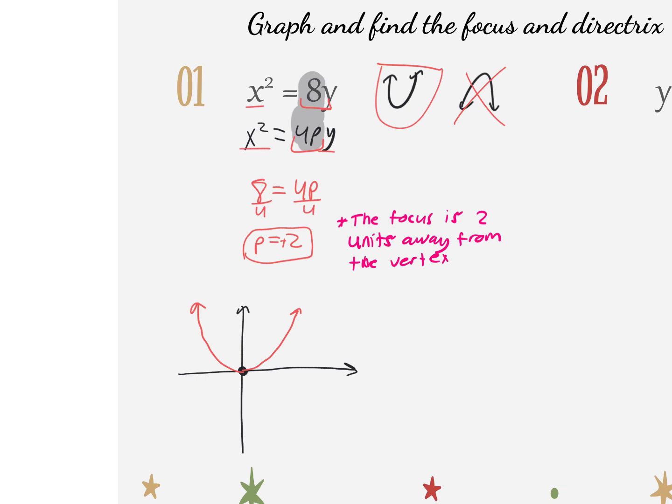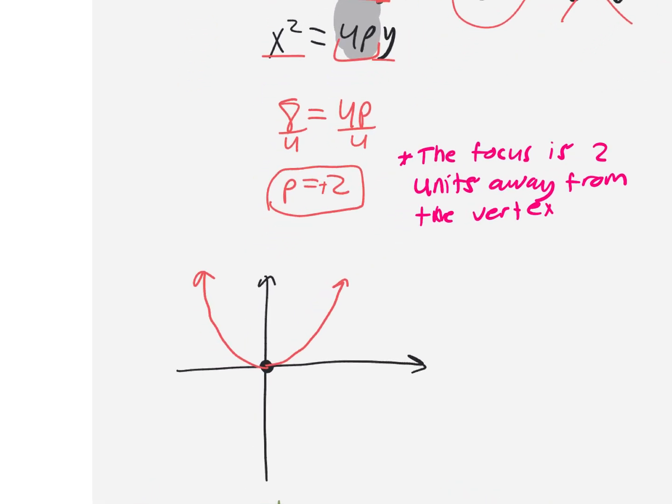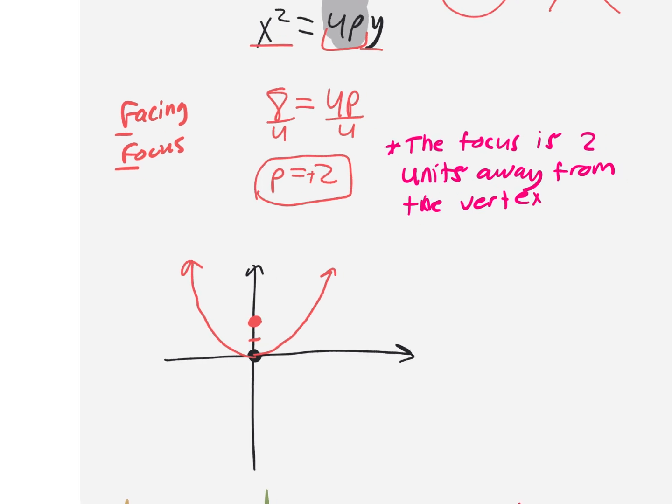Then to graph your focus, I'm going to go from the vertex. If p is positive 2, I'm going to go up 2 units. And remember, your parabola is always facing your focus. So that's one way to remember it, facing the focus. I'm going to go 2 units up, since that's where the parabola is facing, and I'm going to draw a point right there. Now this point as an ordered pair is going to be your focus. That point as an ordered pair is going to be 0, 2.